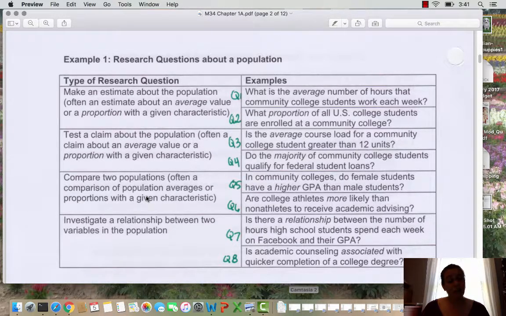Another type of research question is comparing two populations. So in the community college question, we're comparing female students and male students. Those are the two population groups. You could compare college athletes and non-athletes as two different populations. And the fourth type of research question here is if you're investigating a relationship between two variables. So they give the examples with the number of hours high school students spend on Facebook as one variable, and then their GPA as the second variable. Or if a student sees an academic counselor as one variable, and how fast they complete their college degree as the second variable. So take a minute, pause if you would like, and read through these research questions more slowly.